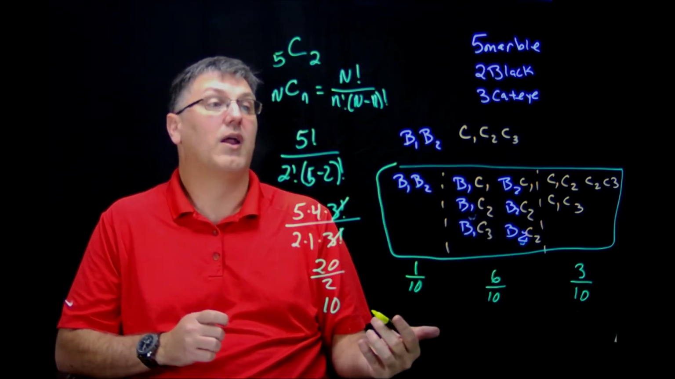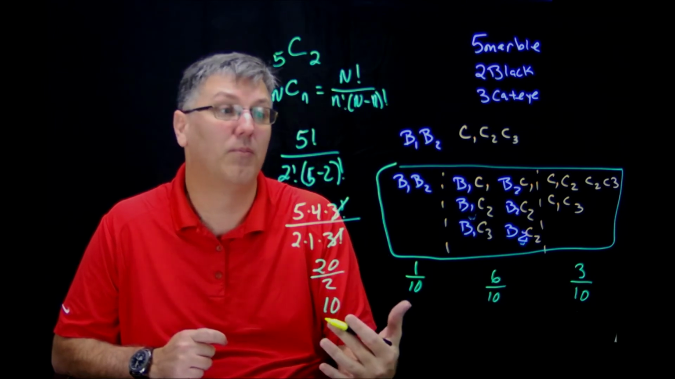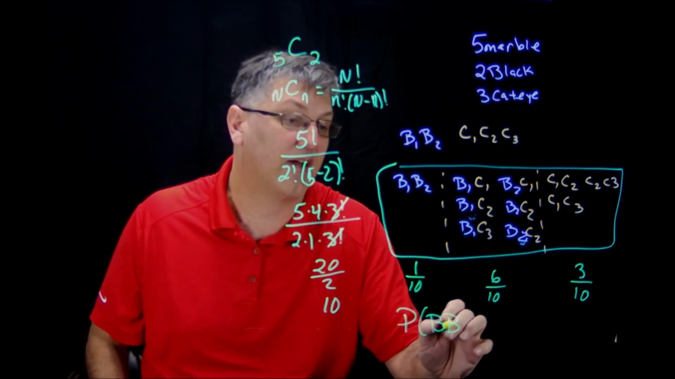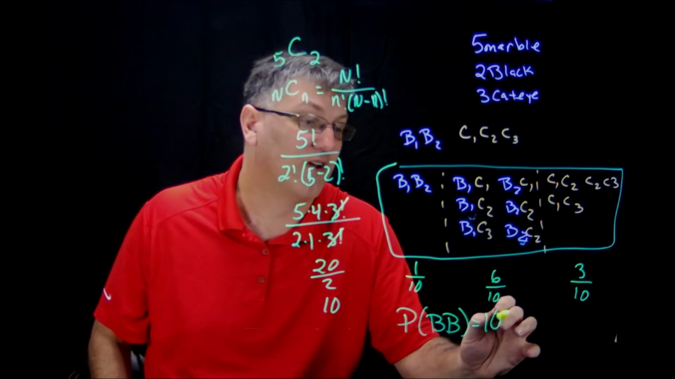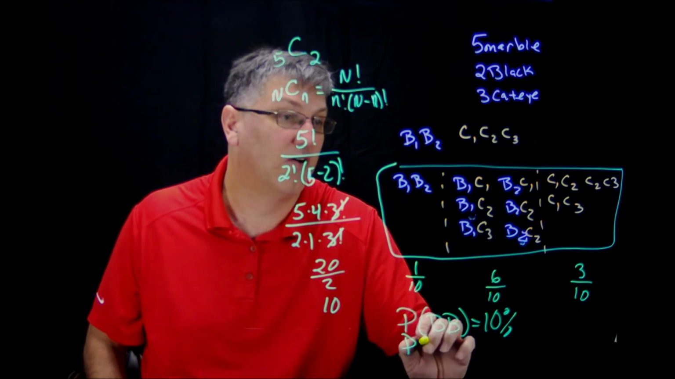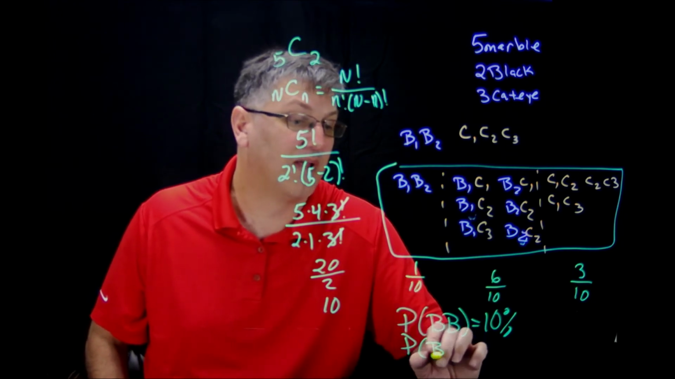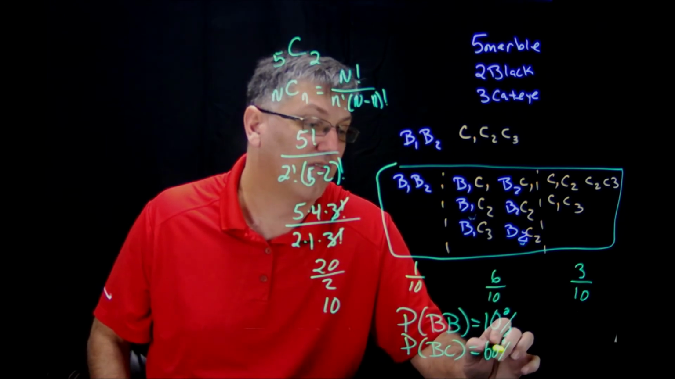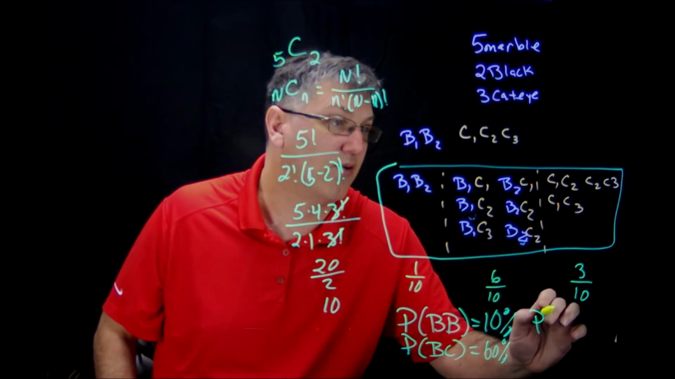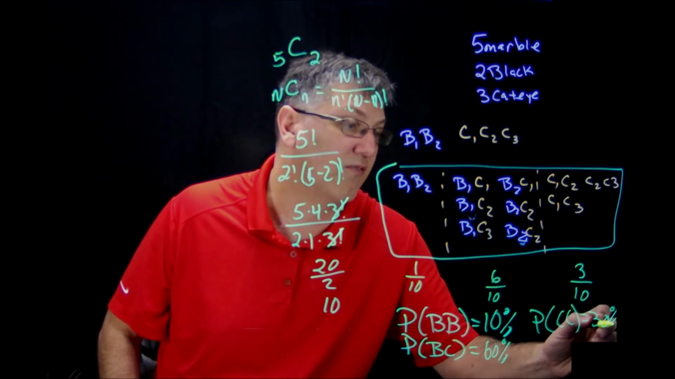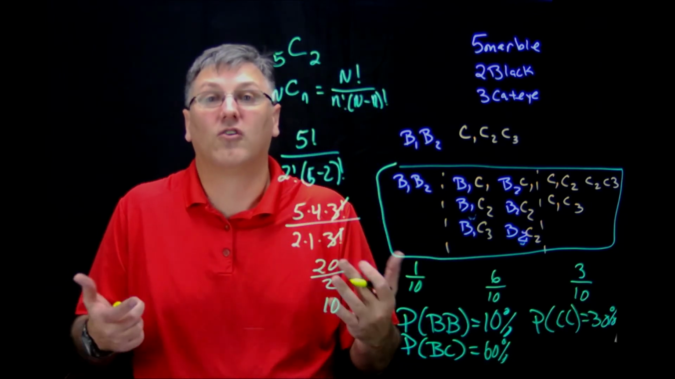So when I pull 2 out, my probability of pulling out a black and a black is going to be 10% of the time, or 1 out of 10. The probability of pulling out a black and a cat eye is going to be 60% of the time, and then the probability of pulling out a cat eye and a cat eye is going to be 30% of the time. Okay, so let's do a quick experiment.